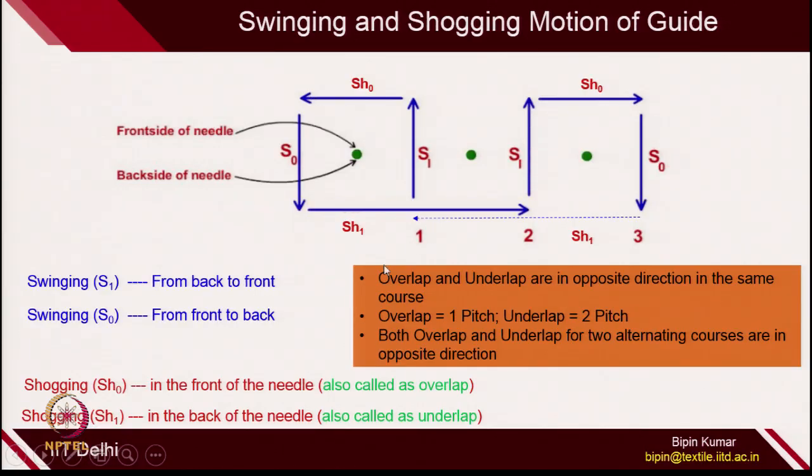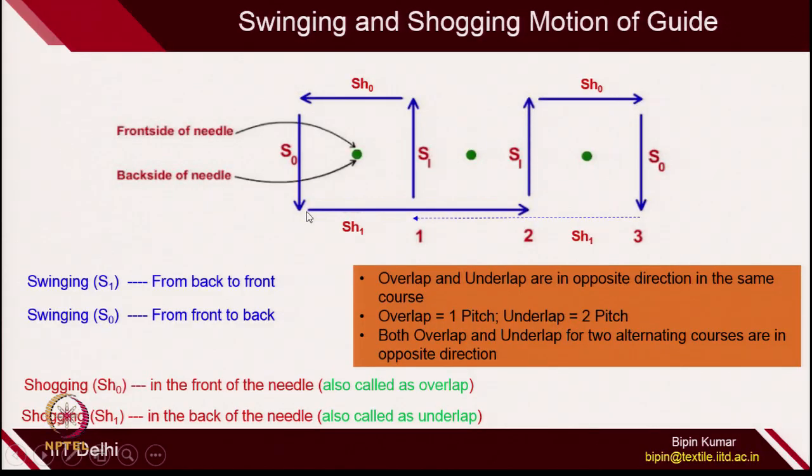If you observe again, overlap and underlap are in opposite direction in the same course. In the same course, the first overlap is from right to left, the first underlap from left to right. So, they are in opposite direction, and the direction of the arrow is different. Overlap is one pitch, which always has to be one pitch, because you cannot provide yarn to two consecutive needles, as knitting will not be possible. So, overlap will always be one pitch, but the underlap here is moving from one needle position to the third needle position.